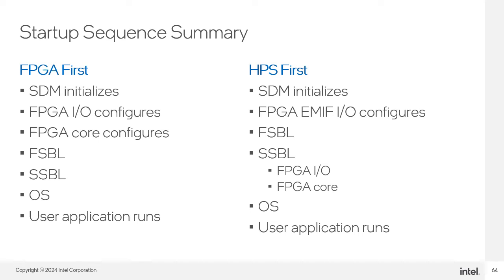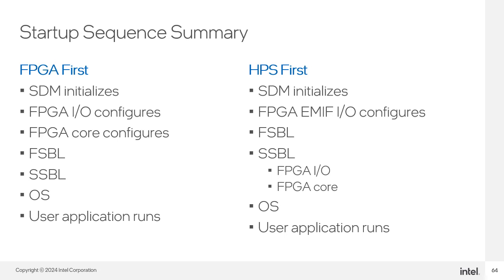The SDM will first configure all of the I/O in the FPGA before configuring the FPGA fabric. Then we'll load the first stage bootloader from the bitstream into HPS on-chip memory. The first stage bootloader runs, and part of its task is initializing the SDRAM, at which point the first stage bootloader loads the second stage bootloader into SDRAM. More HPS peripherals are initialized, and the OS is loaded into SDRAM. After the OS is loaded, the HPS user application is run.